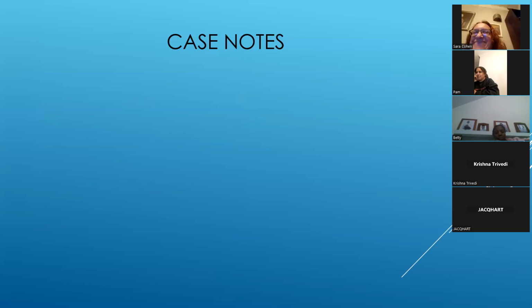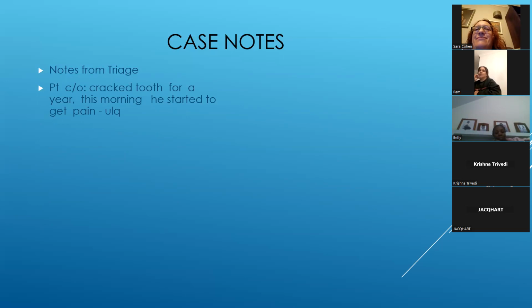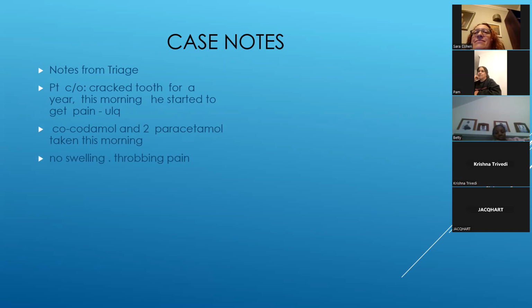Okay, we have the notes that were sent to us by the call handler on this case. Patient complaining of cracked tooth for a year. They've been in pain for a year and have started to get pain at the top left. Co-codamol, 2 paracetamol taken this morning. No swelling, but throbbing pain. Throbbing pain, okay. Hole for a year, throbbing pain. Diagnosis? Pulp involvement? I think so. Medical history, no allergies, no medical condition. Well, if you've already got it there, you can be quick about your medical history, which is good. Patient not registered with a dentist. I'll come to that later.